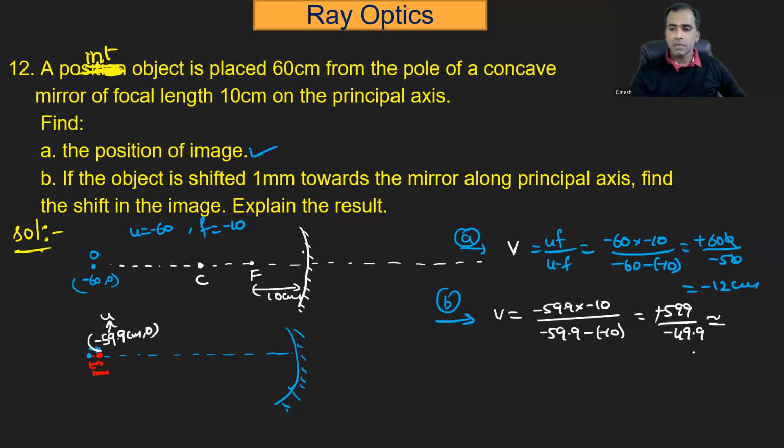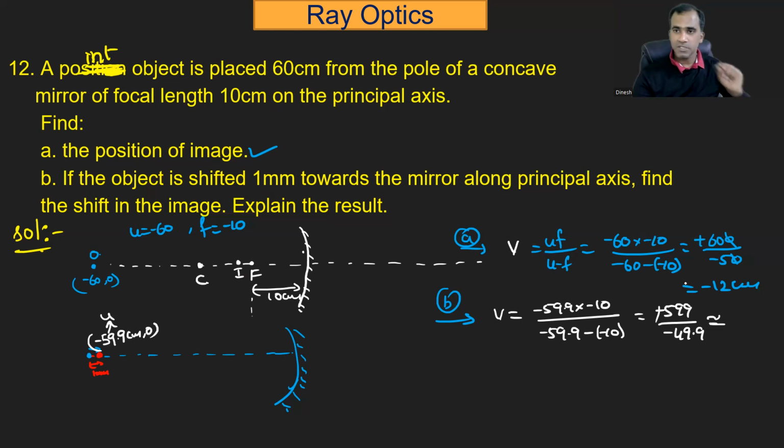So tell me this: should the value be a little higher than 12 or less than 12, magnitude wise? That we can say with common sense also. As you move towards the center of curvature, the object also moves. This is the location of the image. As the object moves towards the center of curvature, the image also moves towards the center of curvature. So magnitude wise, it will be more than 12.